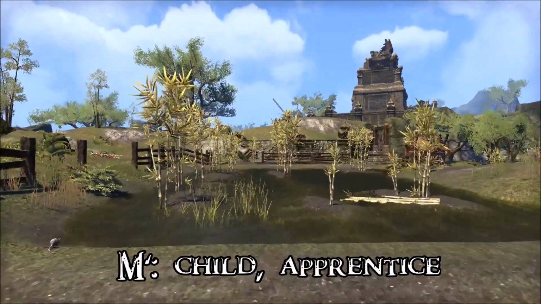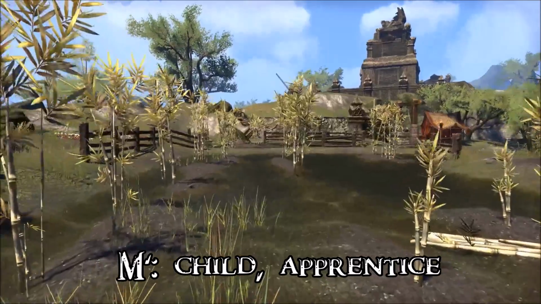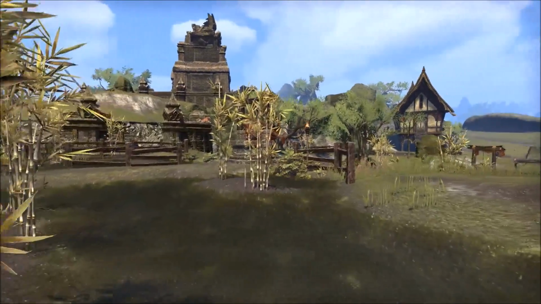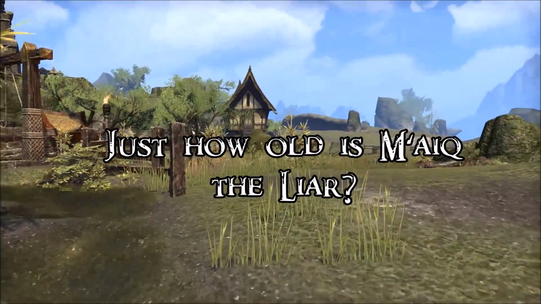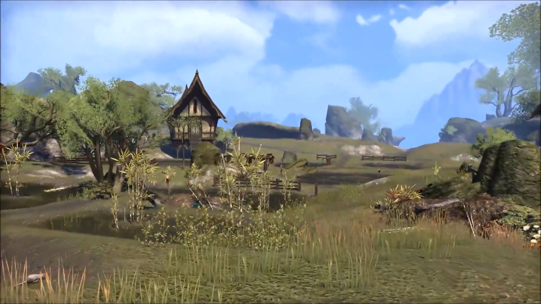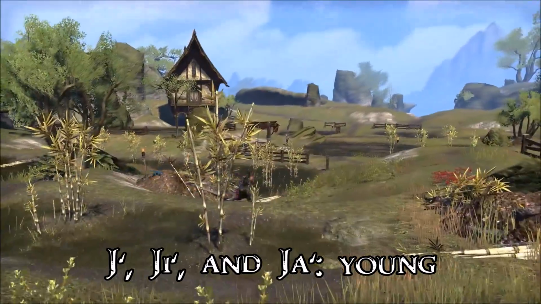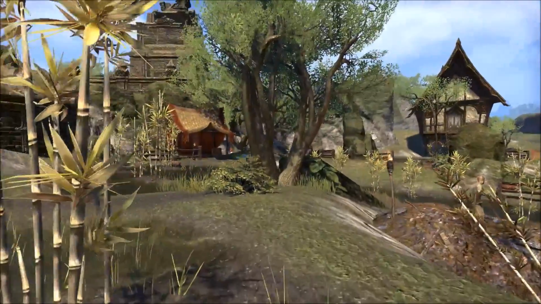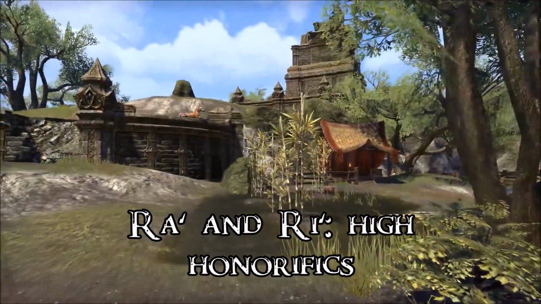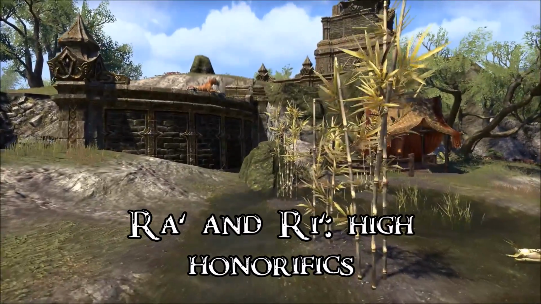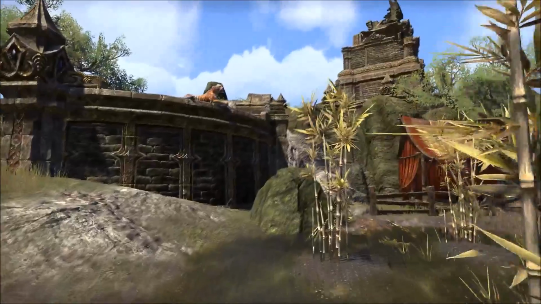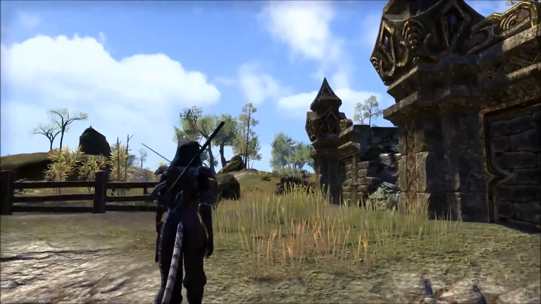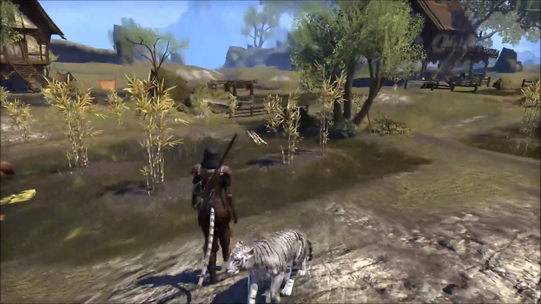An M placed on the front of a name means child or apprentice. This is usually attached to the names of children or young adults. That brings up a good question though. Just how old is Maik the Liar? J, G, and Ja are added to the names of young adults, generally those without much worldly experience. Ra and Ri are honorifics granted only to Khajiit of great status. I would avoid using either of these since they are rarely used outside of clan mothers and city or tribal leaders, though you can always say it's simply a part of your name and does not mean anything in particular.